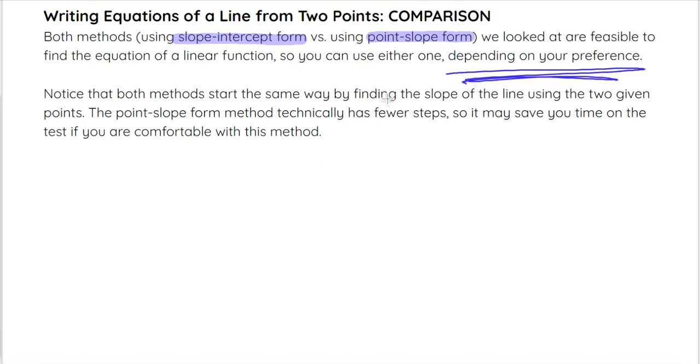So they both start the same way by finding the slope. And then from there, that's where it differs a little bit. But if you're looking for fewer steps, technically the point slope form method does typically have fewer steps than the slope-intercept form method.